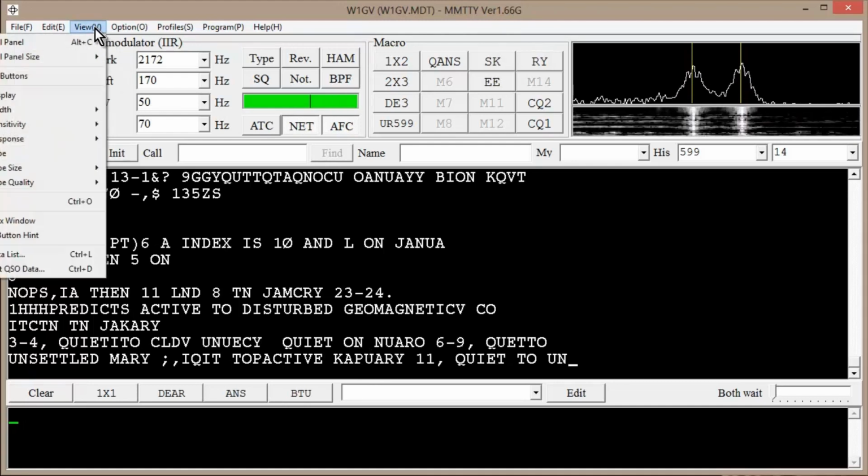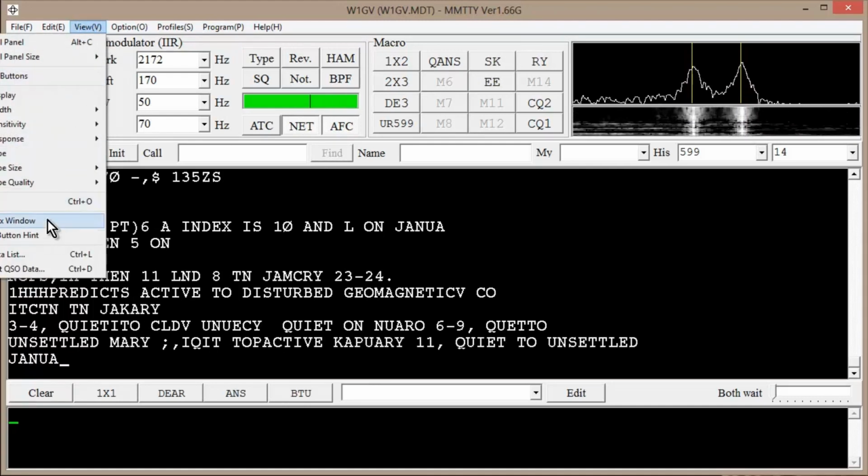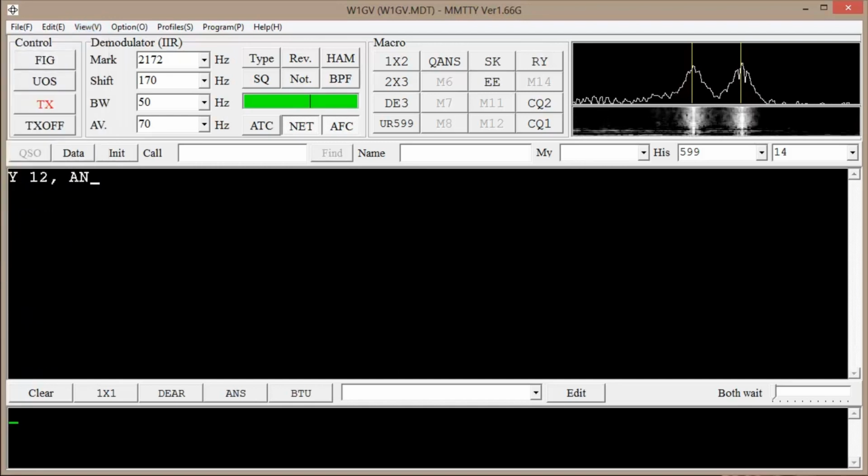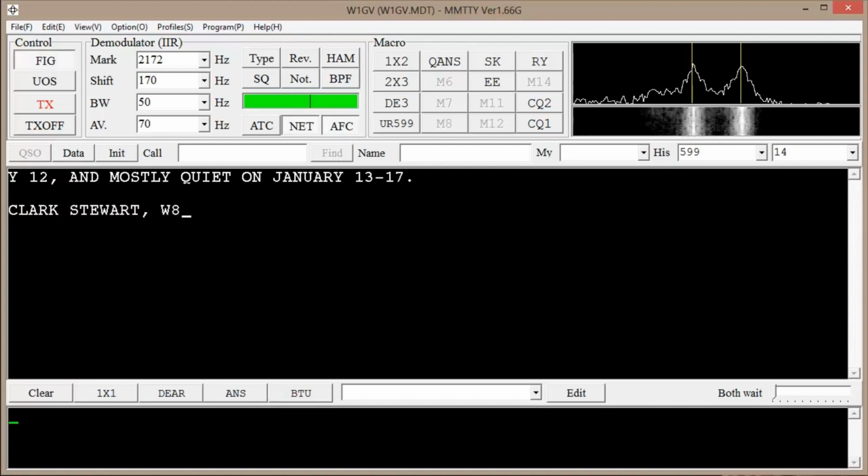This mode has been around since the mid-20th century, but don't let its age fool you. RTTY uses binary code, just like your computer, to represent each character as a series of ones and zeros. This makes it highly resistant to interference and noise, perfect for long-distance communication.